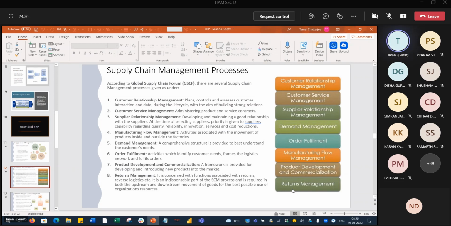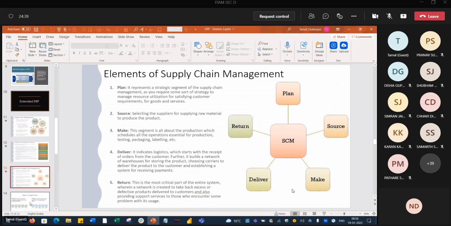Okay, so moving to the next one. These are the elements we all know. This is nothing new. Just giving a colorful visualization so that you can remember. So you have to source the supplier. You have to make or buy. Not only make, you can buy as well. Then you have to deliver. Then you have to return, and of course you have to plan. Not only plan, now you have to forecast your demand as well. Otherwise, you will end up storing many more inventories.